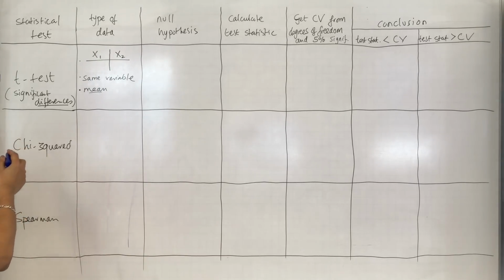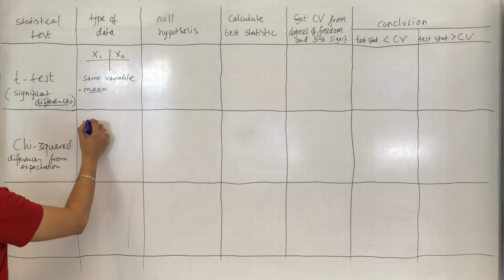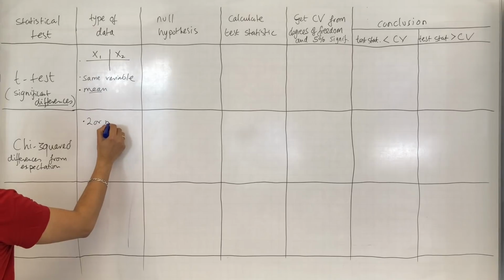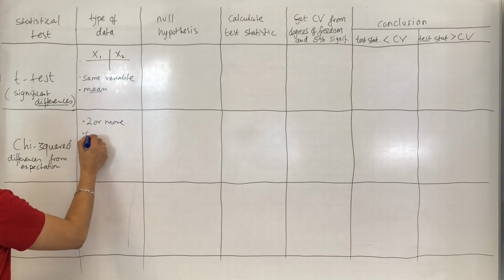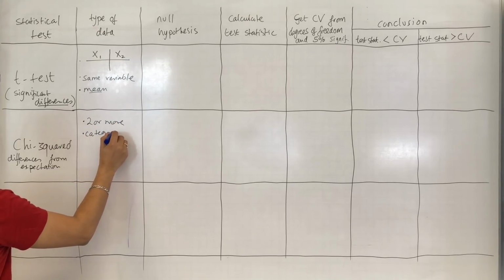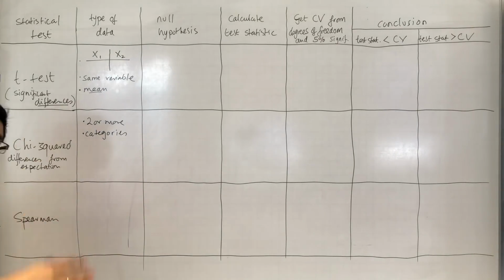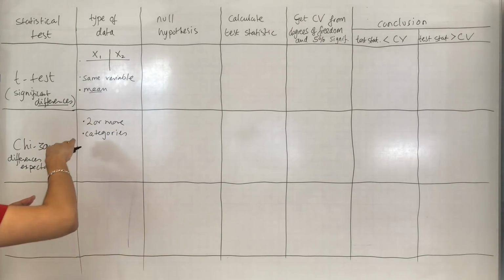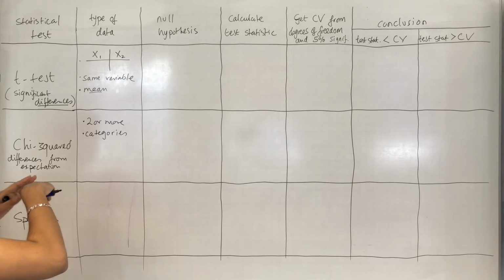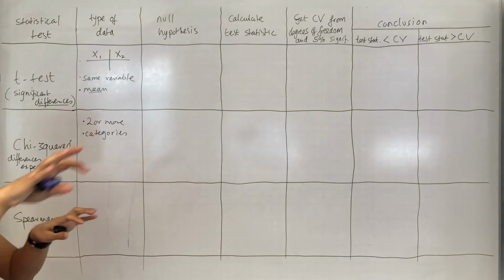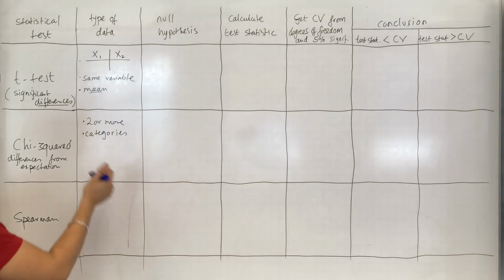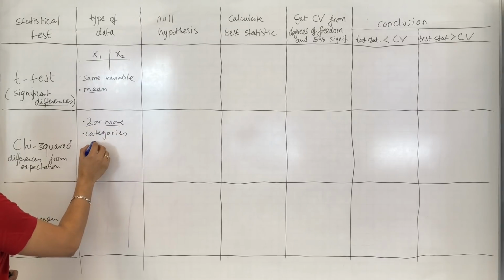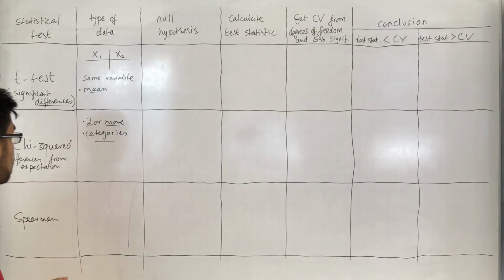Chi-squared is, so how do you know when you're supposed to use a chi-squared? What does that data look like? Well, usually you have two or more categories. So data that fits into categories, so you might have different species, you might have different places, different locations, things like that. So you've got two or more, the data is kind of fitting into categories.